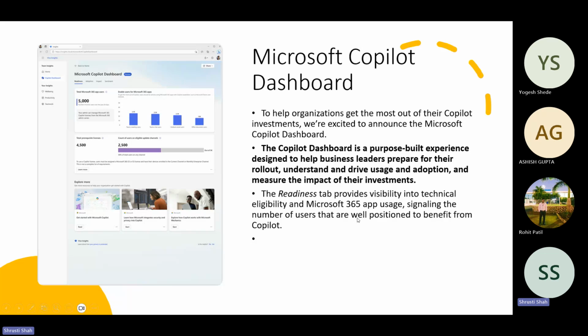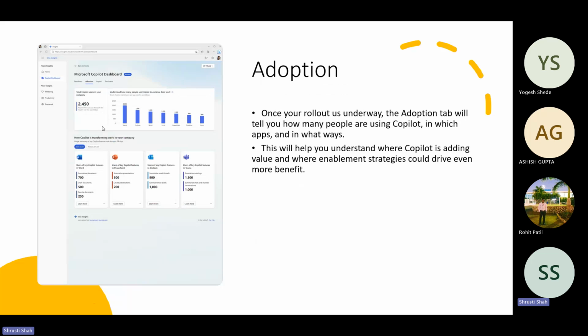Readiness tab, as we talked about, provides visibility into the technical eligibility, like licensing and app usage of the Microsoft 365 apps, signaling the number of users that are well positioned to benefit from Copilot. It will also help you understand who has the correct license to go ahead and use Copilot. If they don't have the correct license, how they can go ahead and raise a request, etc.